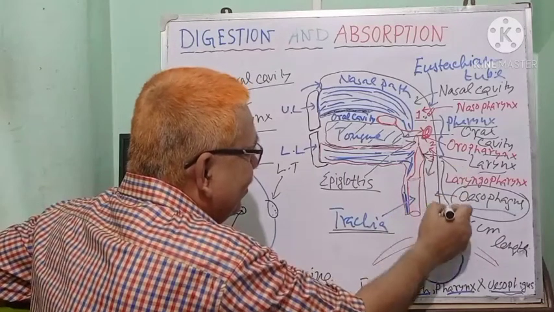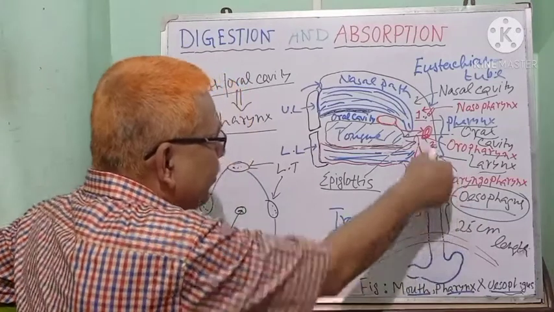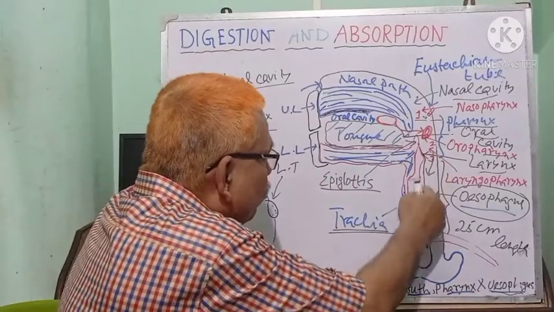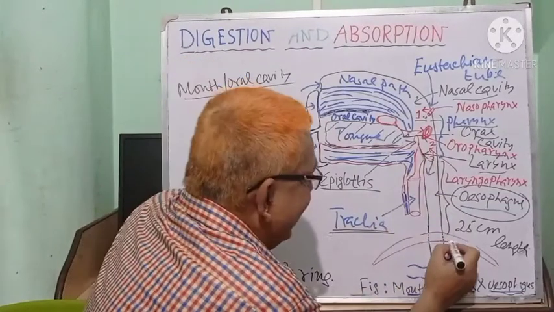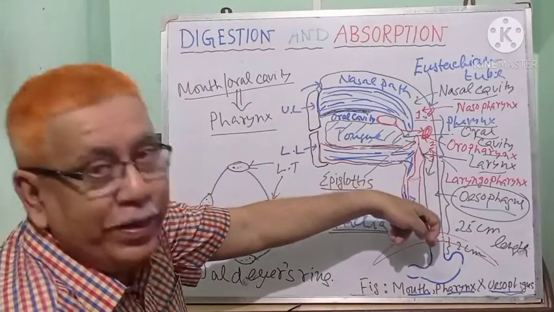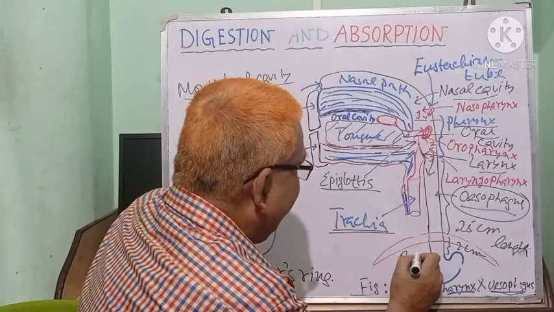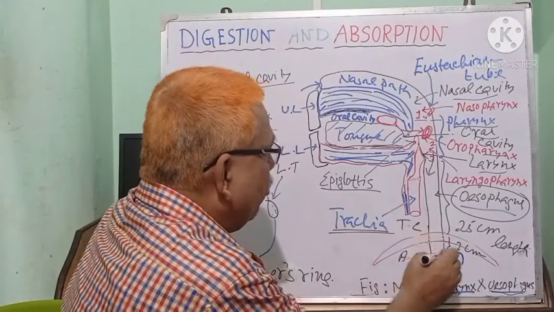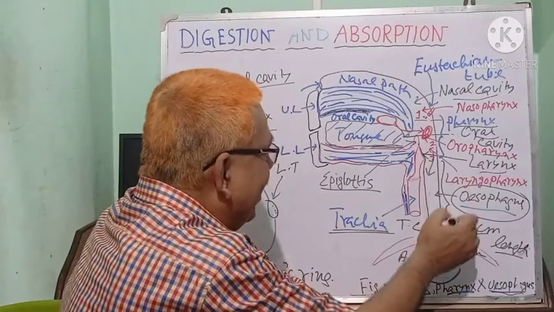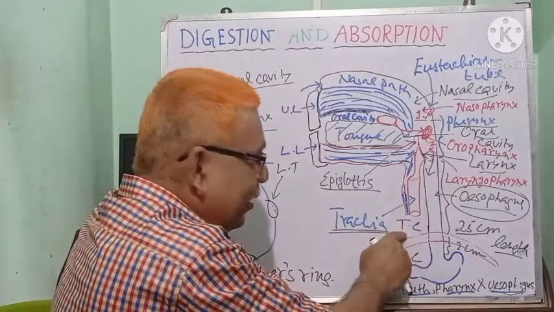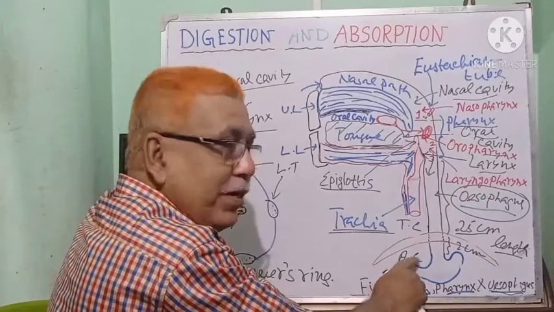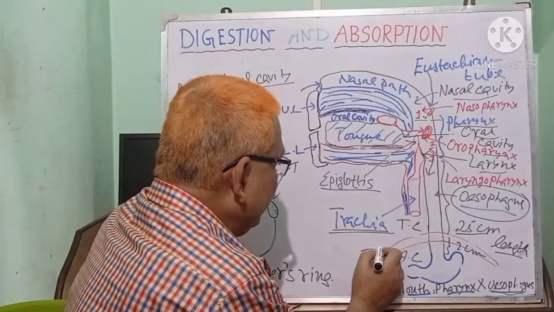23 centimeter of this portion lies within the thoracic cavity and the remaining 2 centimeter in the abdominal cavity. This is the abdominal cavity and this is the thoracic cavity. So the total length of the esophagus is 25 centimeter. Of it, 23 centimeter lies within the thoracic cavity and the rest 2 centimeter lies within the abdominal cavity, that is below the diaphragm. This is the diaphragm.